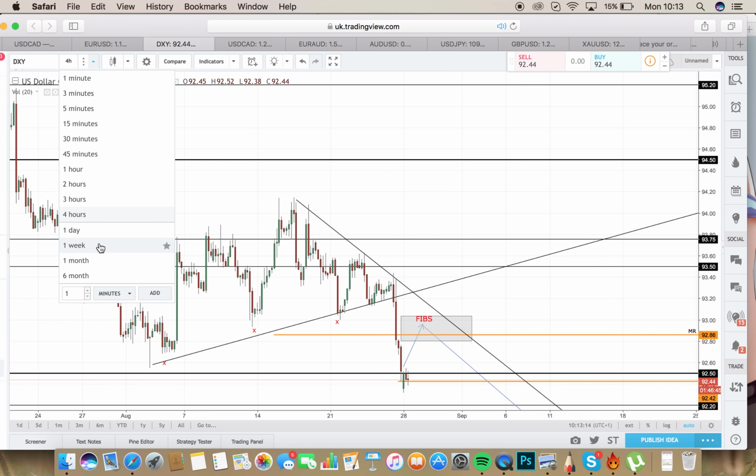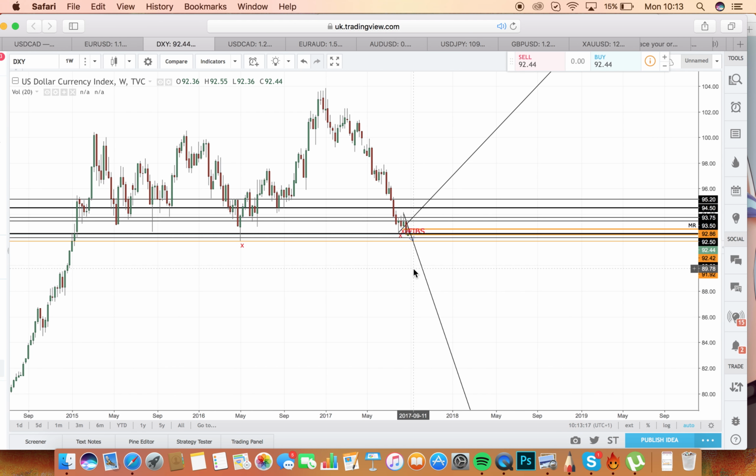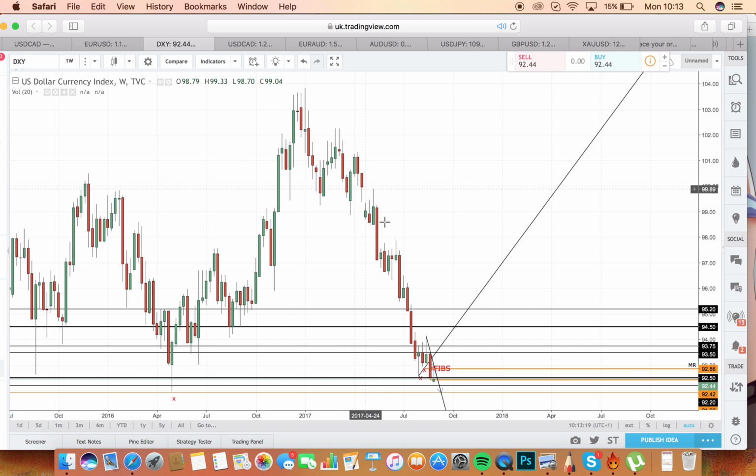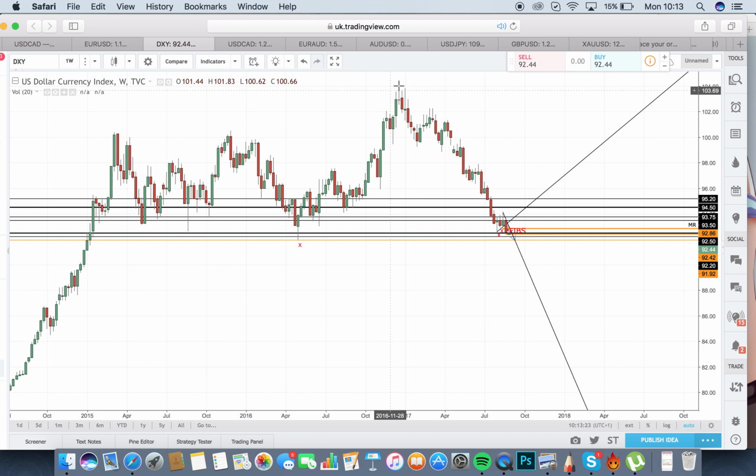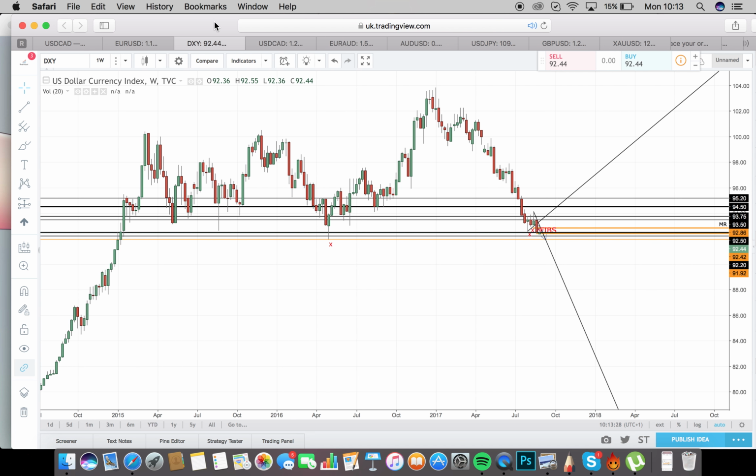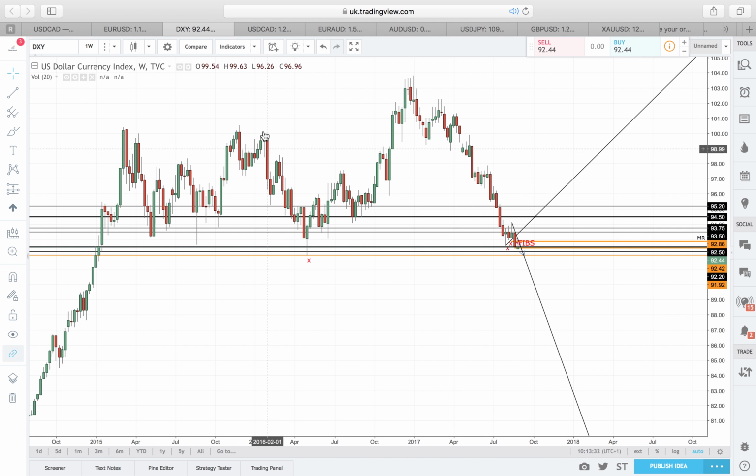Okay, let me just go to the weekly time frame. The dollar index for me, we've been in a long downtrend from the top here. Okay, I think what market could be doing, if I take this point, give me 1 second, sorry. If I look at this point as a high, I look at this as a low, I look at this as a higher high.